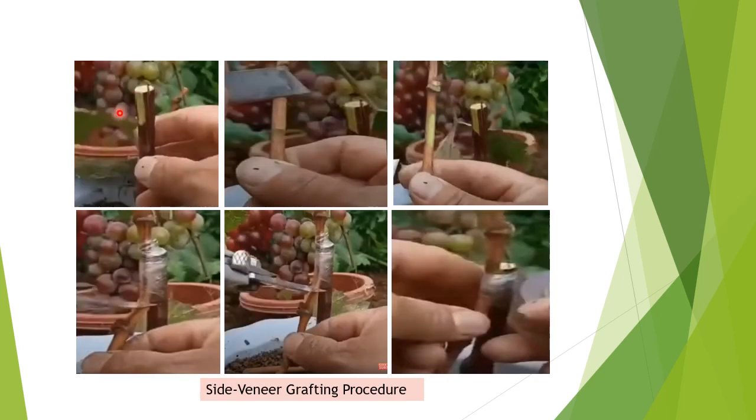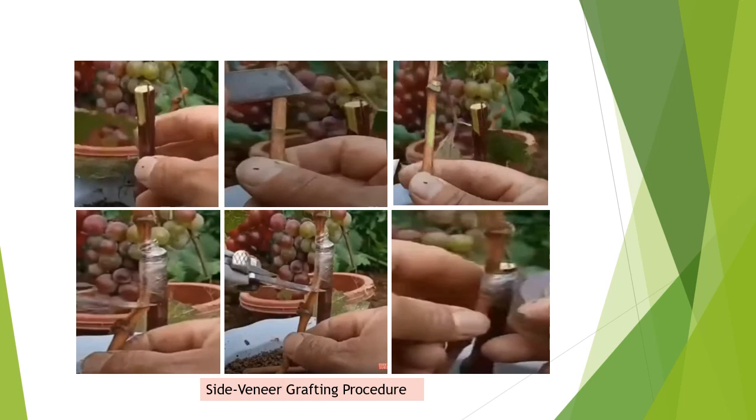You can do it here also. This is a rootstock where you are exposing the cambium layer, and at the same time you are taking a scion and exposing it, and then contacting this with it. The two are contacted together, and then you wrap it with polythene and cut this area so that a union is established between the two. So you are contacting the sides. That's why it is called side veneer grafting.